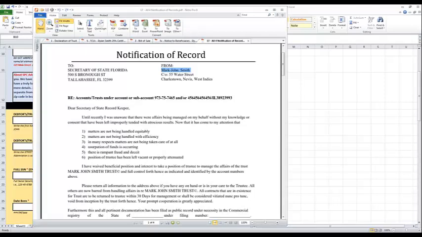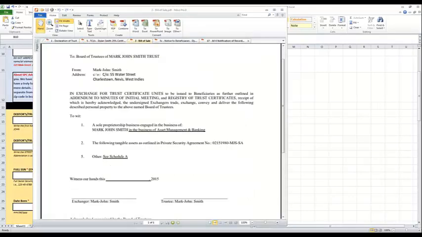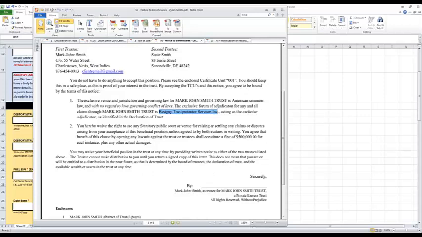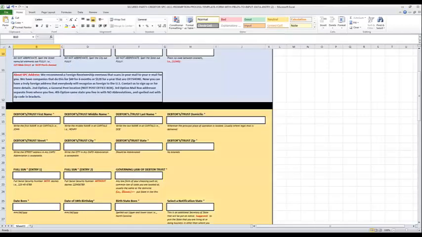Okay, any docs that will be signed by a notary will say jurat on the bottom. None of these say jurat on the bottom. There are other documents that might say jurat on the bottom.